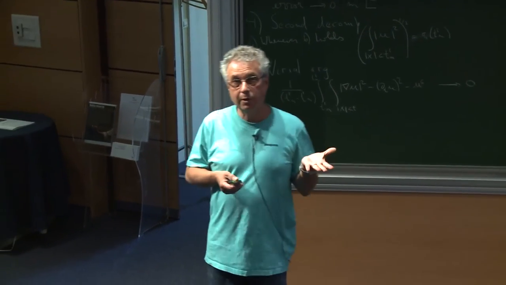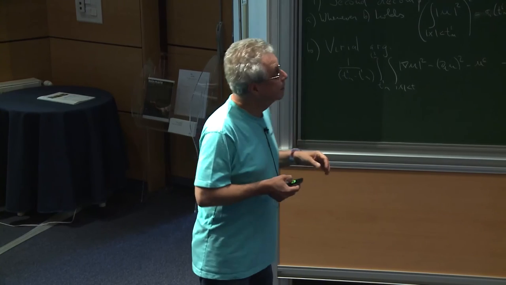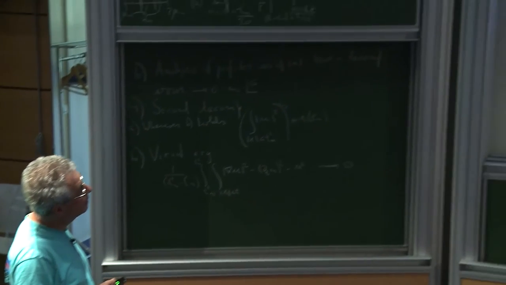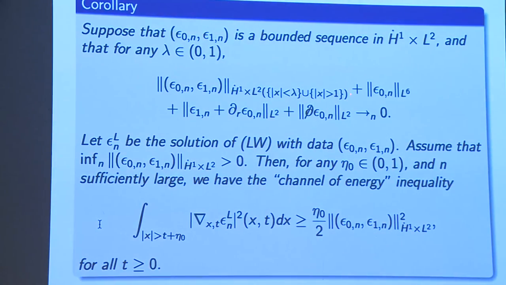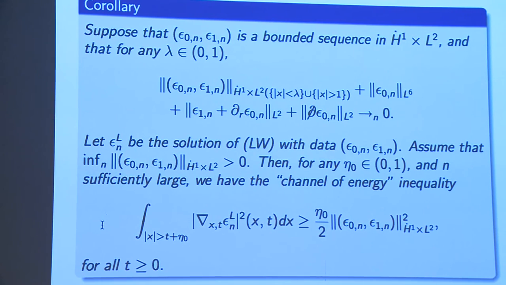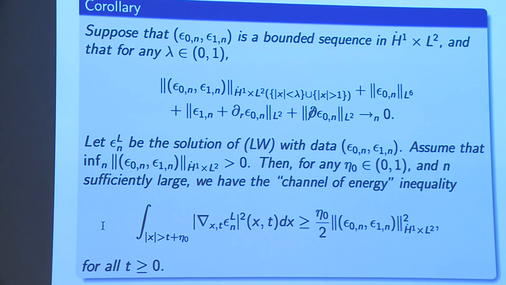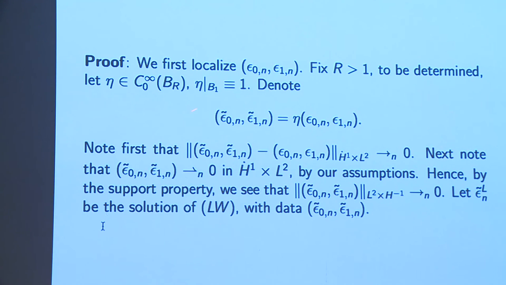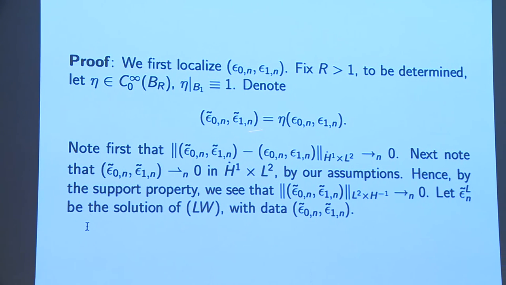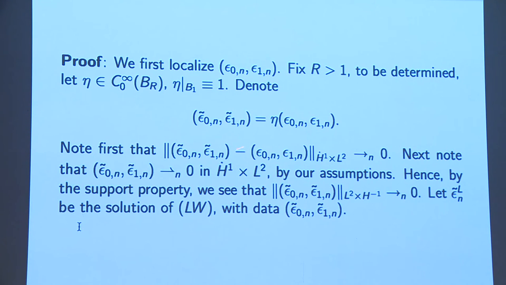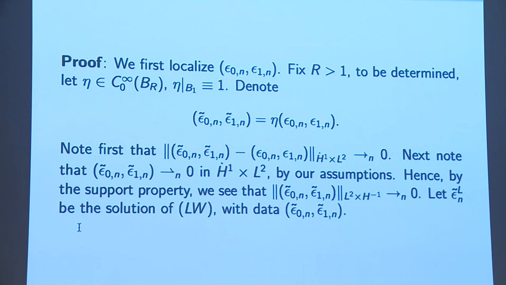Okay, so I'll explain how the corollary follows. The first observation is that I don't have exactly compact support. I only have it up to an error that goes to zero. I will force compact support now, and I do that by localization. Fix some R slightly bigger than 1 that I will choose later on, pick a cutoff function, and look at the difference. The cutoff function is identically 1 in the ball of radius 1. And the difference goes to zero.